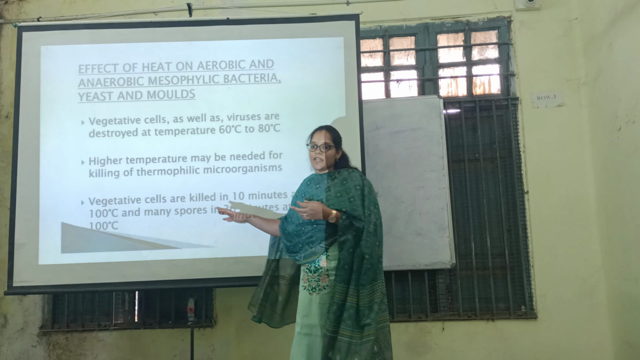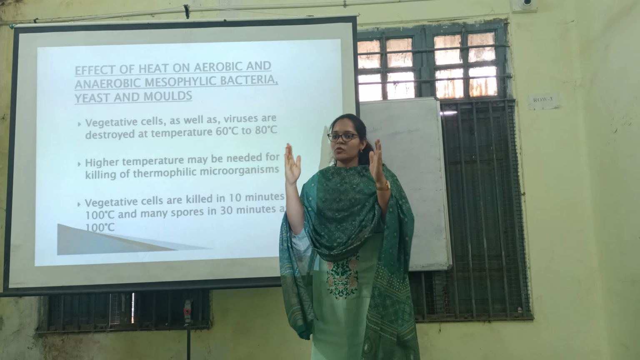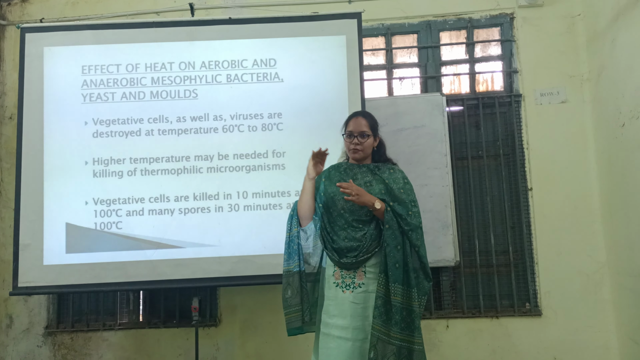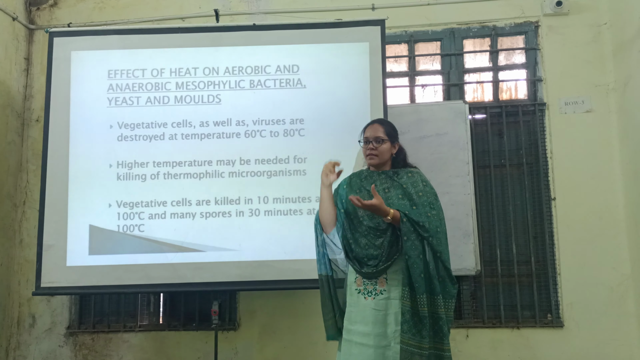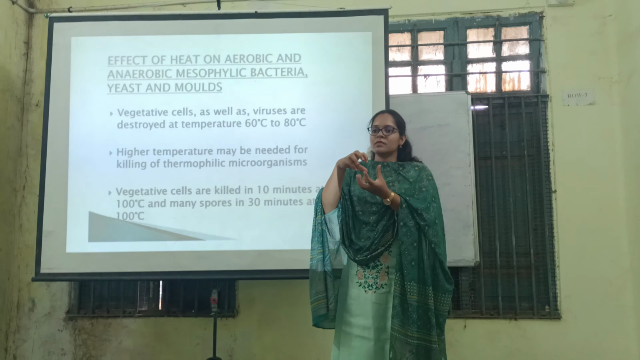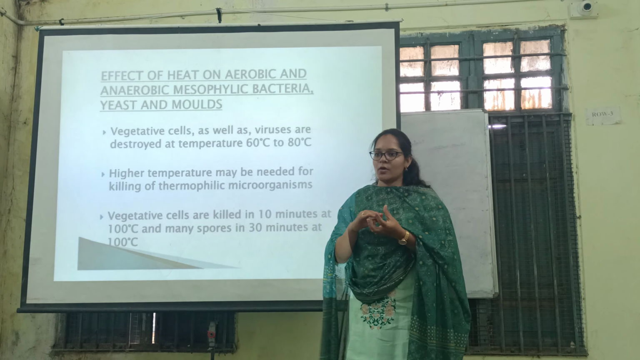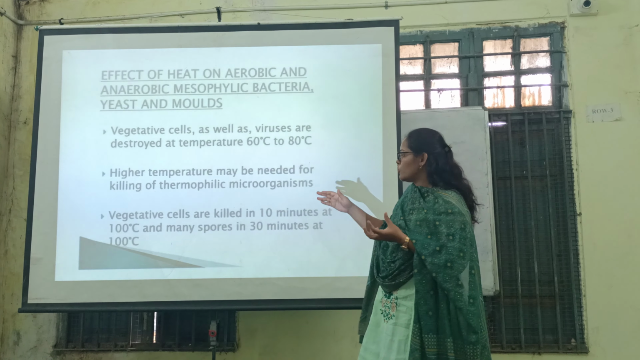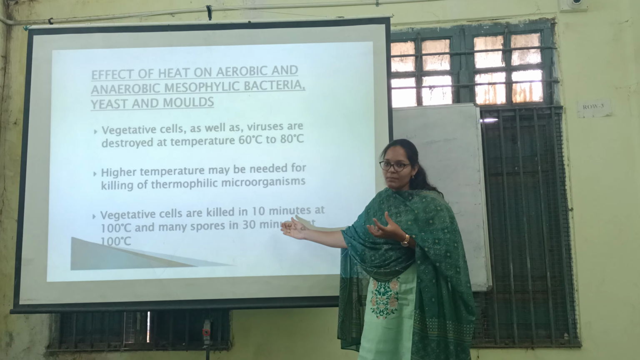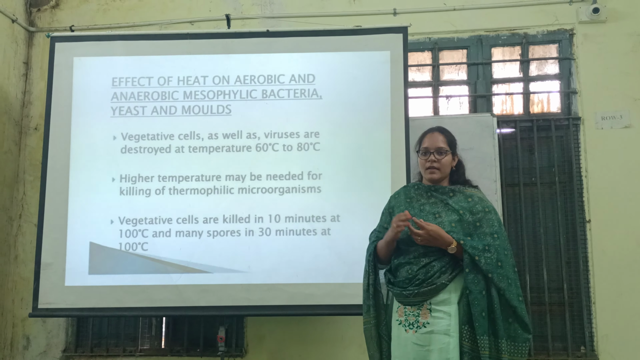How can we observe those spores? Spores are found in the outermost layer, either in the fruits or vegetables, which can have some holes. In those holes is the main platform for the growing of the microorganisms. That will also be destroyed in 30 minutes by maintaining the temperature at 100 degrees.